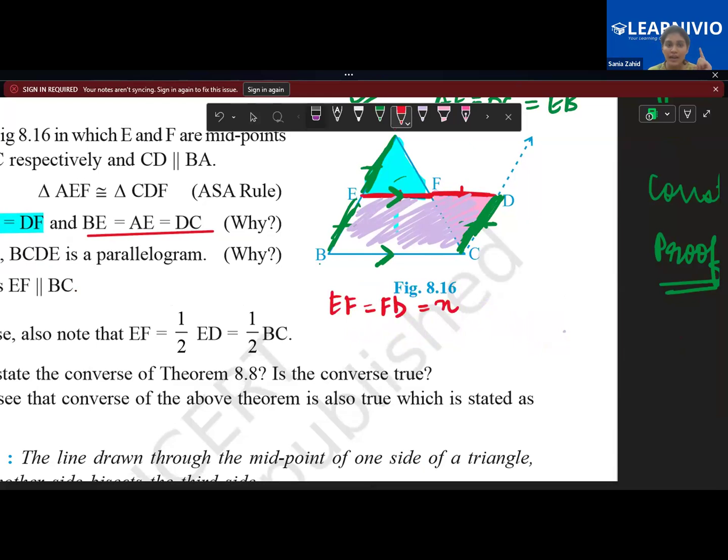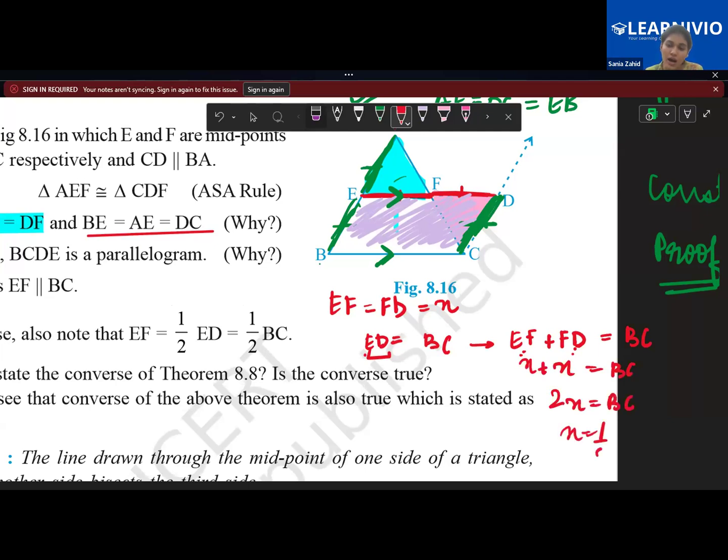Now, children, do I have one more thing, that ED is equal to BC? Why? Because it's a parallelogram. EBCD is a parallelogram, so ED is equal to BC. And ED is composed of EF plus FD. So instead of ED, I can write EF plus FD is equal to BC. Now instead of EF and FD, I can write x plus x is equal to BC. So twice x is equal to BC, so x is equal to half of BC.